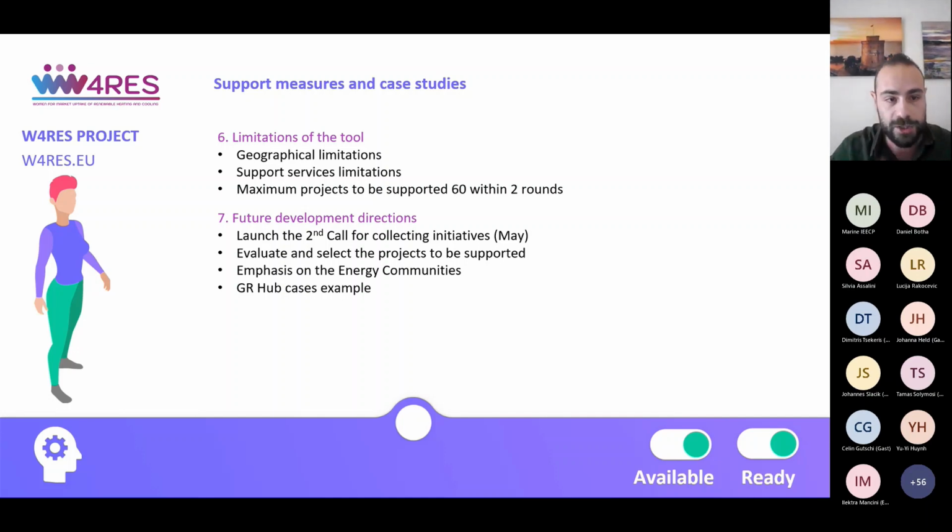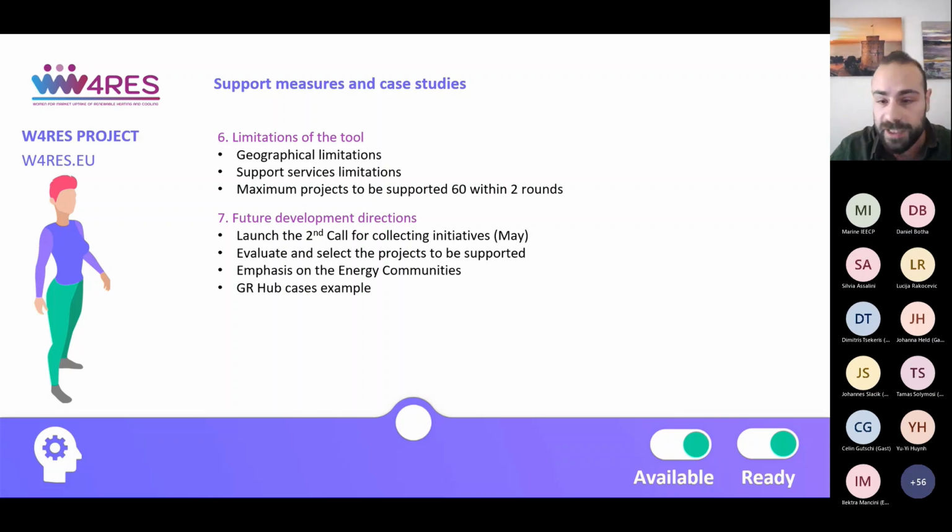However, I would like to mention here that through W4RES, we give a special emphasis on the energy communities, because we noticed that engaging more women in energy communities has a very positive impact on the community itself by increasing its memberships and its business performance.